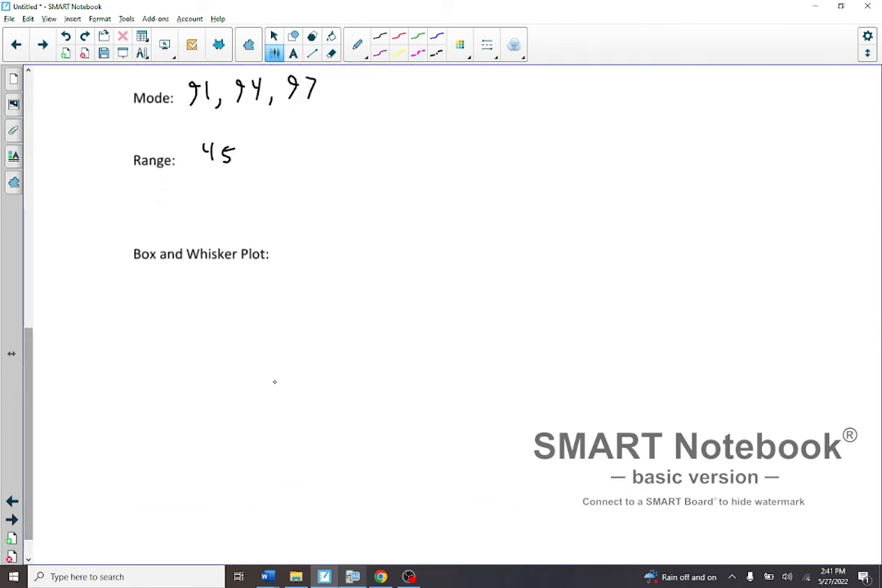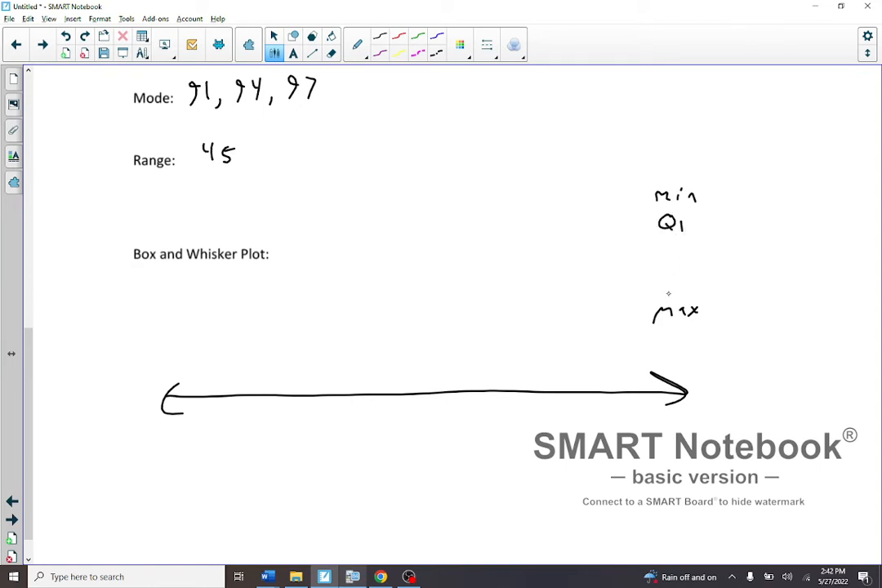Now the box and whisker plot. In order to make a box and whisker plot, you need the min, the max, Q1, Q3, and the middle, aka the median. We already did the median, which is 91. We already did the min, which is 55. Not that we already did it, but it's really easy. And the max is 100.